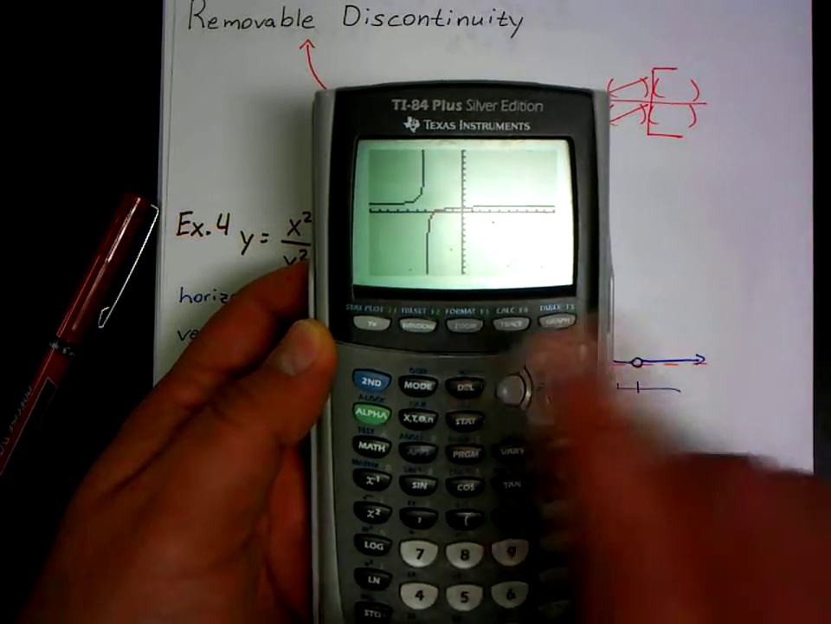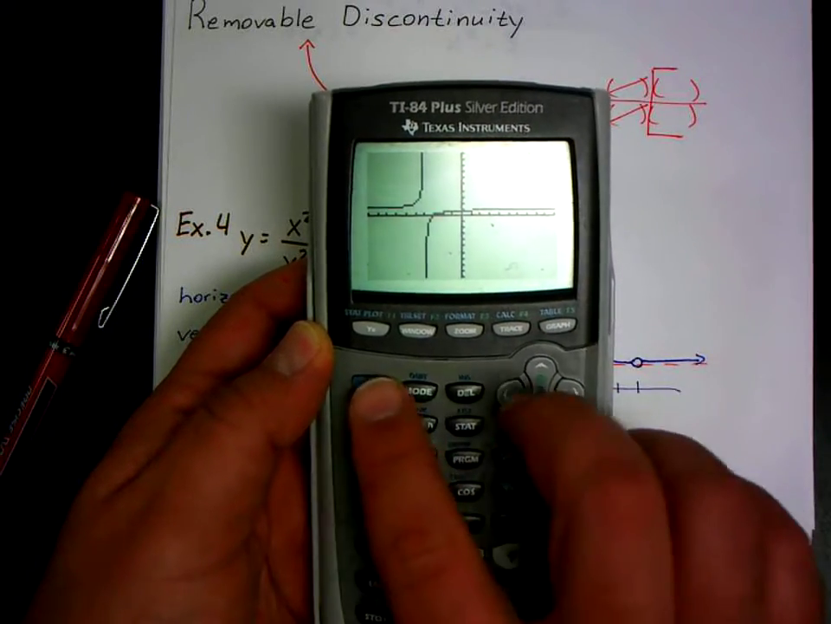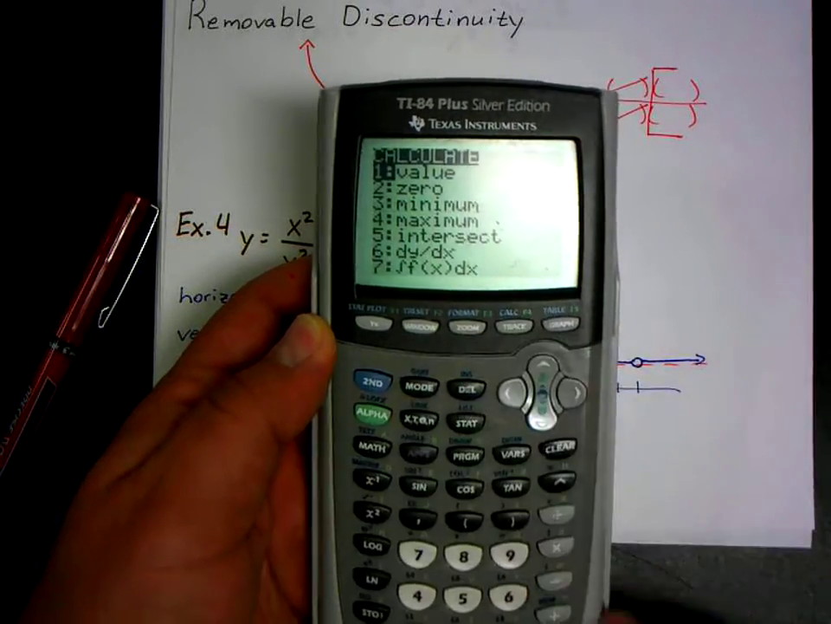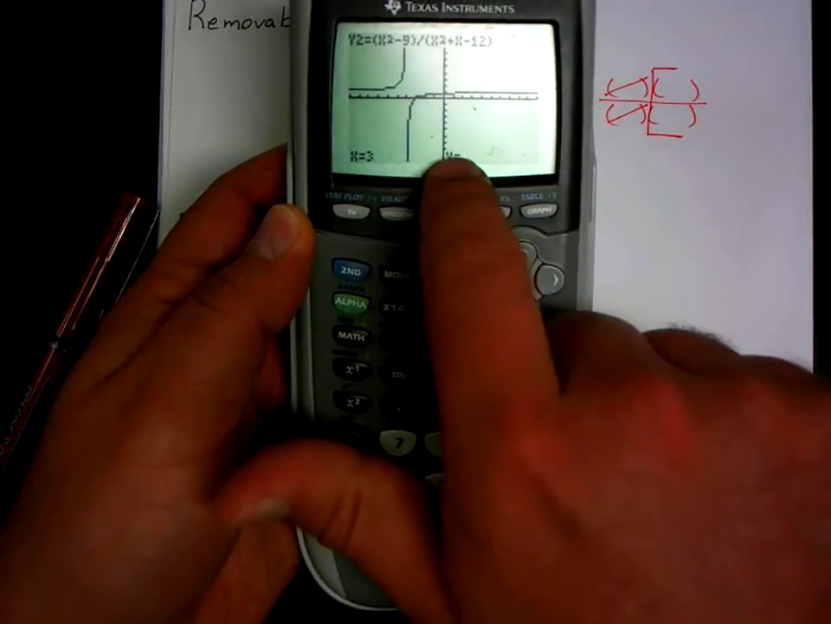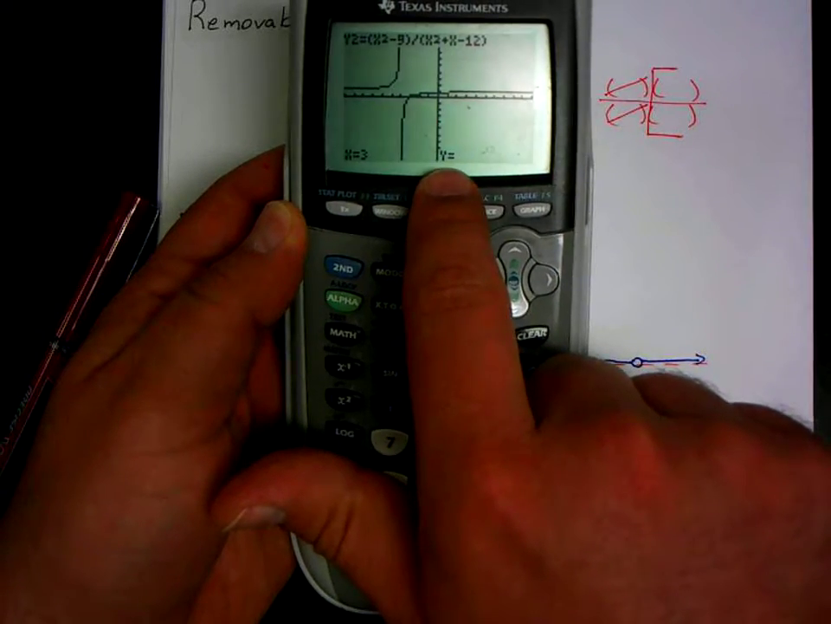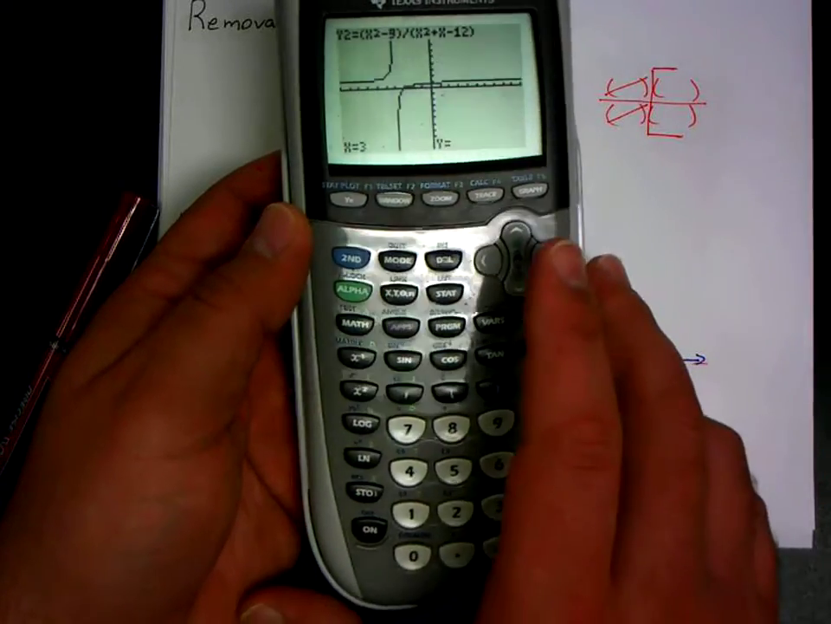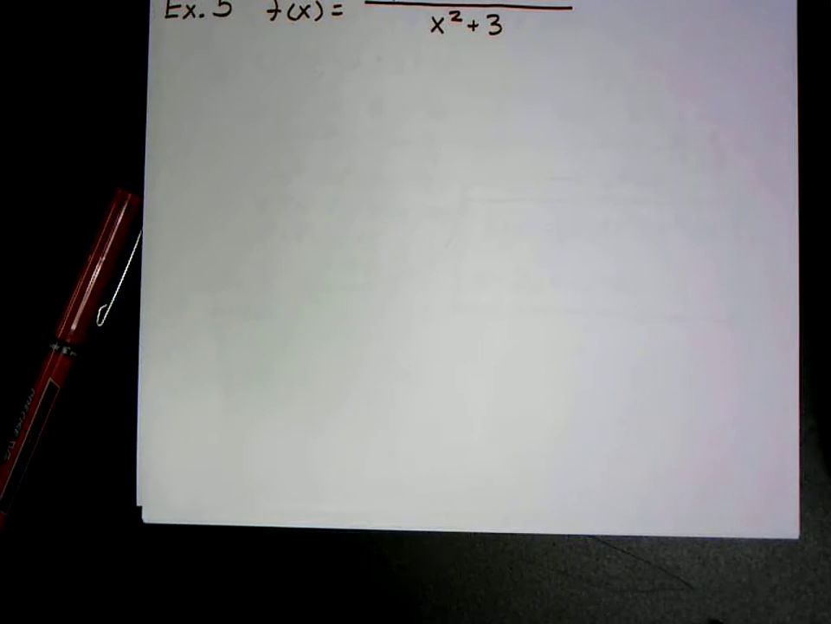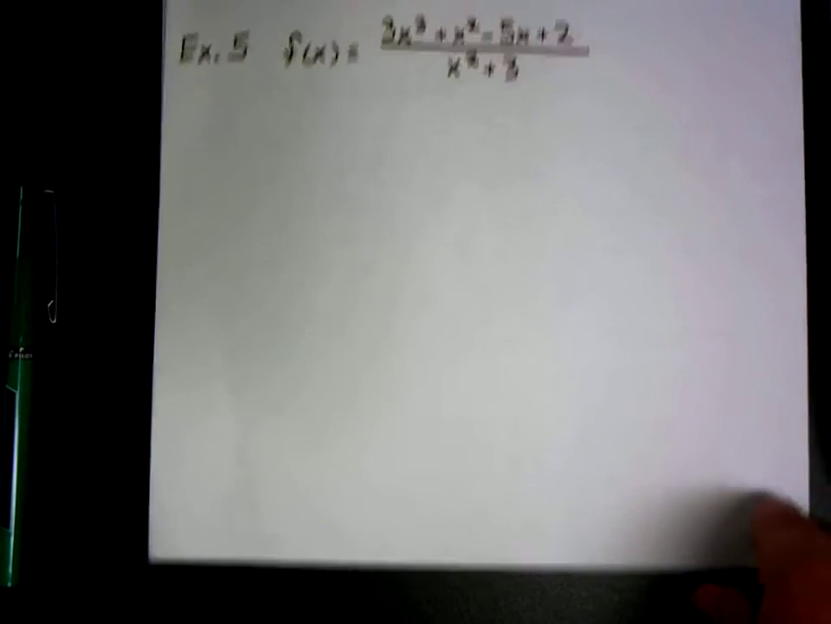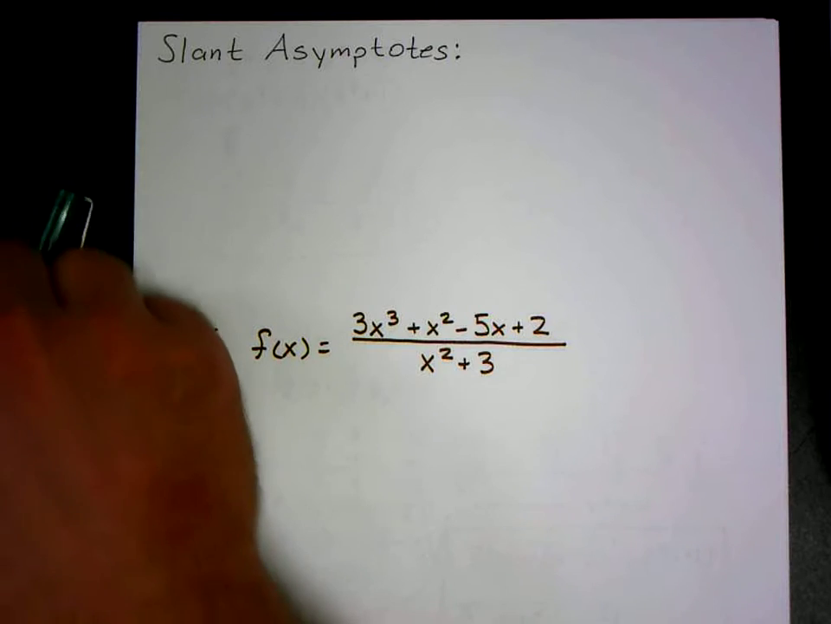Now, your calculator knows that there's a hole there, because if I try to calculate what the value is at x equals 3, it tells me that there isn't one, but it doesn't show up as a hole on your graph because it can't show me that. So we have to be smarter than our calculators. All right, slant asymptotes. Last one.